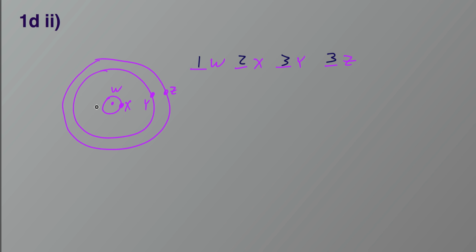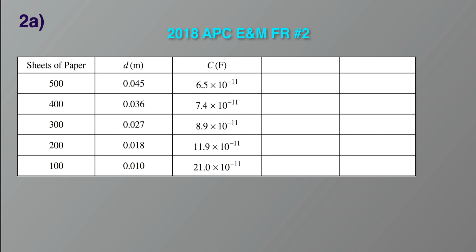All right, moving on to question number 2. Looks like we now have our circuit capacitor question here. And this is a lot like a lab we typically do in our class. We've got some aluminum foil on both sides of a stack of paper. It tells us the area of the paper.